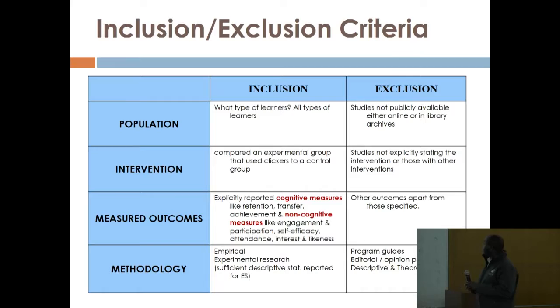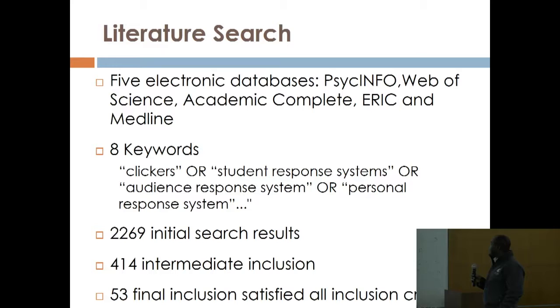Thank you. So we looked at five electronic databases: PsycINFO, Web of Science, Academic Complete, ERIC, and Medline. We used 8 different combinations of keywords with appropriate Boolean expressions. We found over 2,000 hits, or studies, came up.